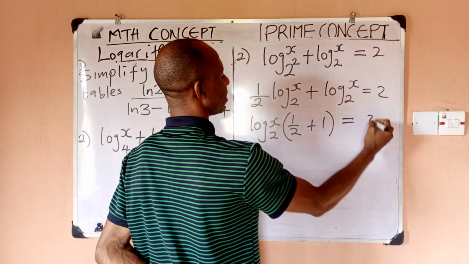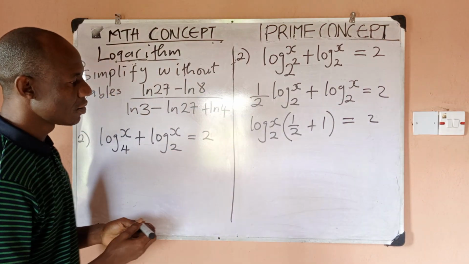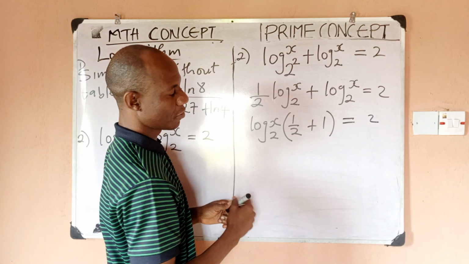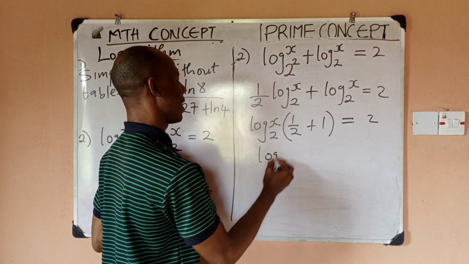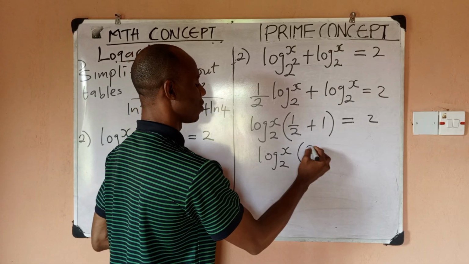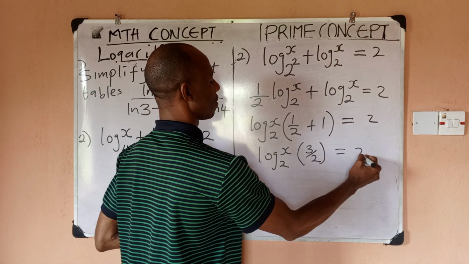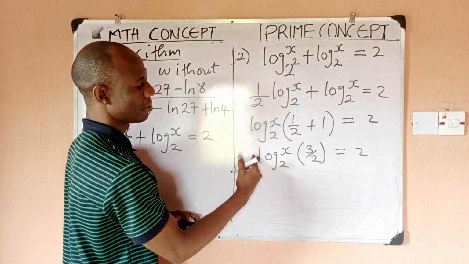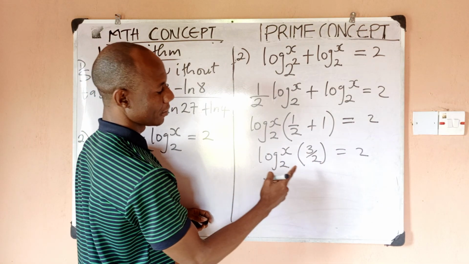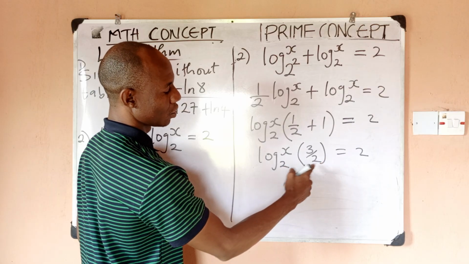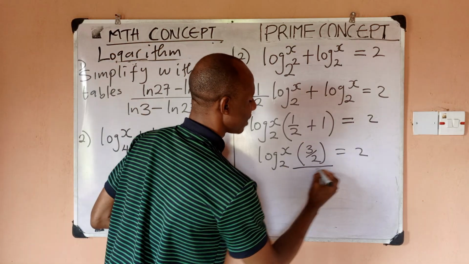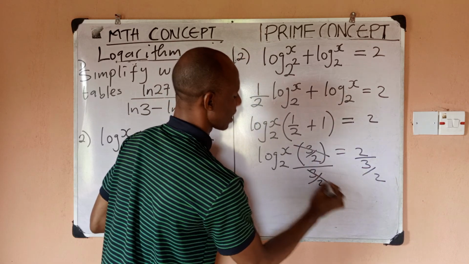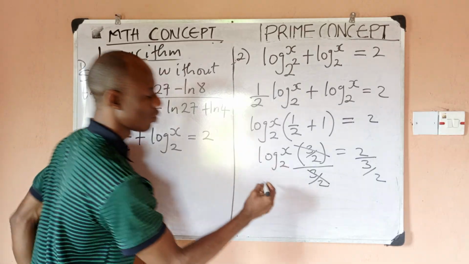Now, this whole thing is equal to 2, right? Yes. So half plus 1, what will it give us? Half plus 1 is 3 over 2. So I have log x base 2 into 3 over 2. This is equal to 2. Now, this is not a better way to write this. This number should usually be written behind, right? But quickly, I want to divide all through by this. So I'm going to divide by 3 over 2, divide this by 3 over 2, so that this can leave this side.